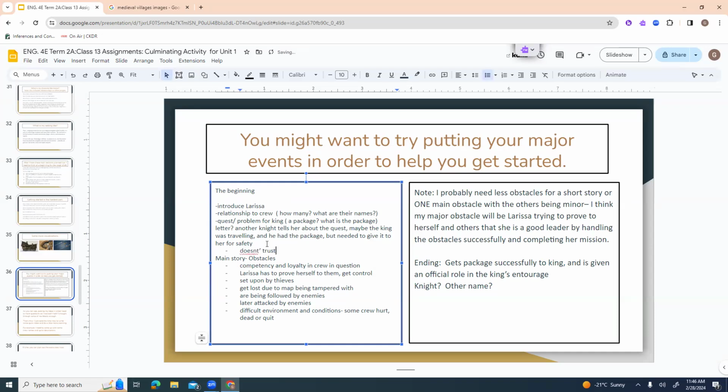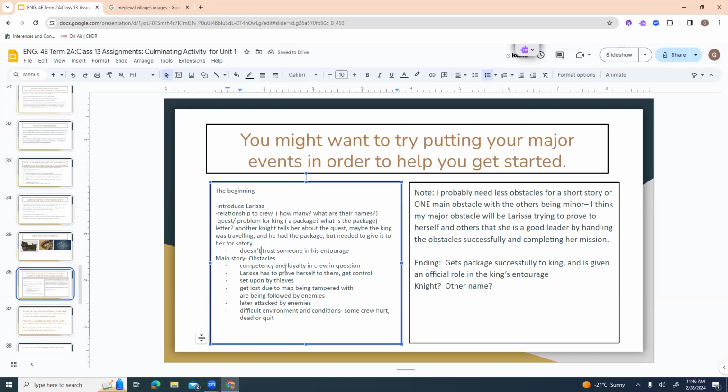Doesn't trust someone in his entourage. Okay. So this is what I'm talking about too, is sometimes as you're writing, even just doing the brainstorming, you begin to get ideas. Whereas if you just don't write anything and are just kind of frozen, it can be really hard to get started. So even if you don't like what you're writing, go ahead and get started and see how it goes.